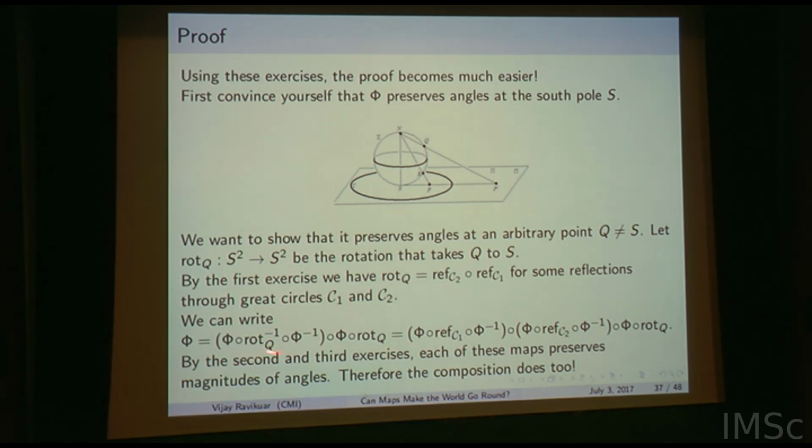But we can then rewrite this left side in terms of these two other operations. And by the second and third exercises, each of these two maps is a conformal map. Oh, sorry, is an area preserving map.